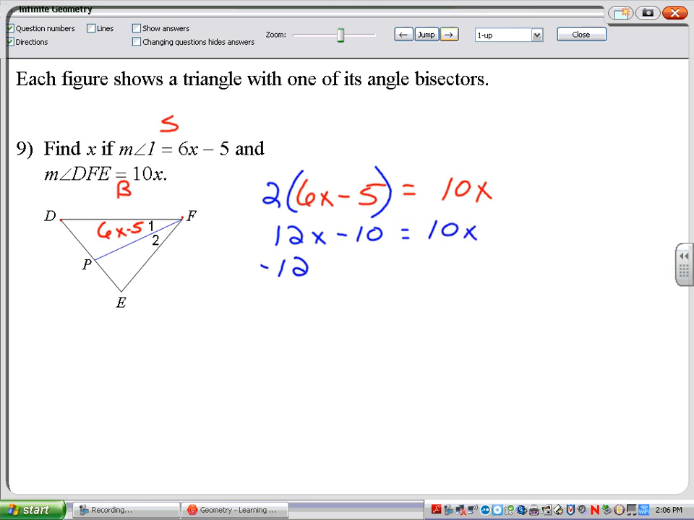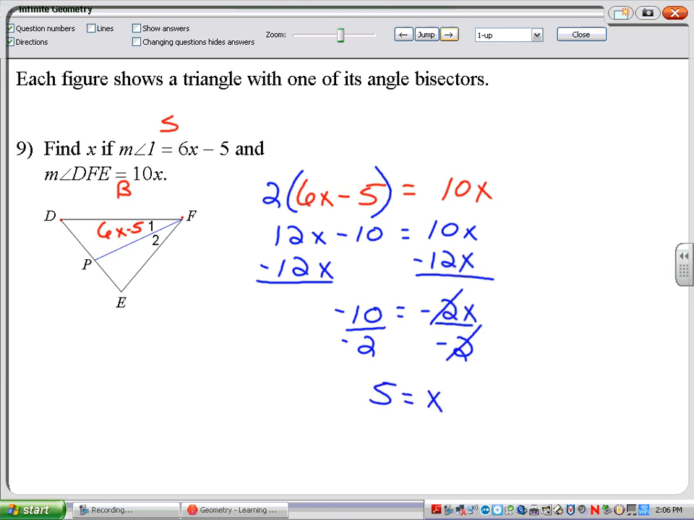I could subtract 12x from both sides, and there are other ways of doing this. That gives me negative 10 is negative 2x. And if I divide both sides by negative 2, it gives me an answer of 5.